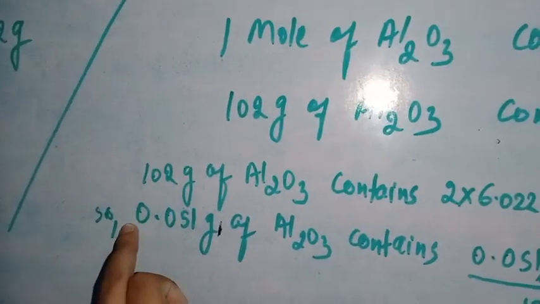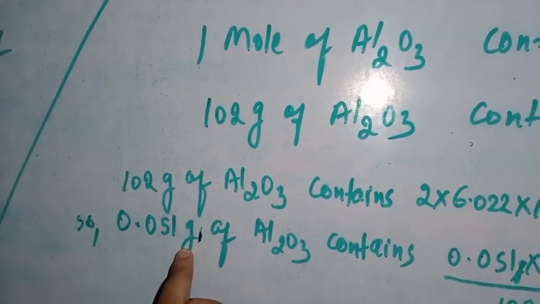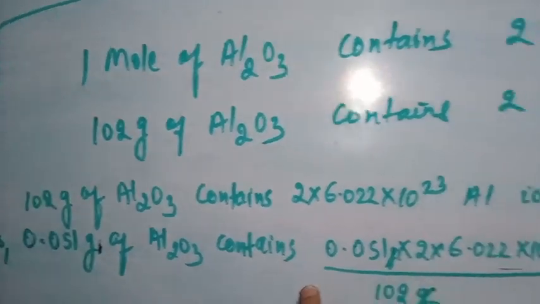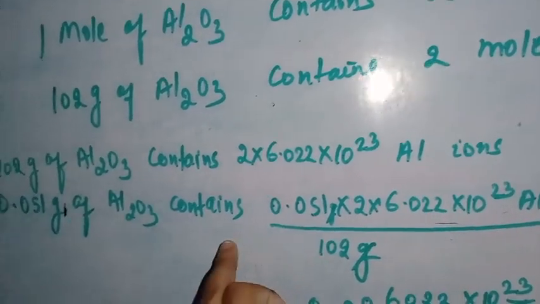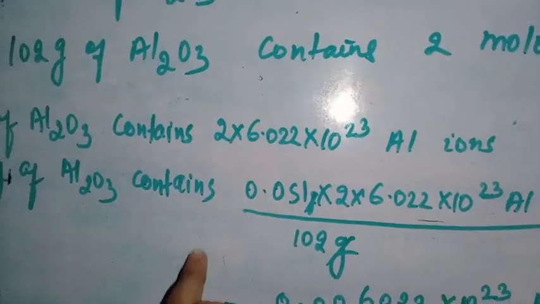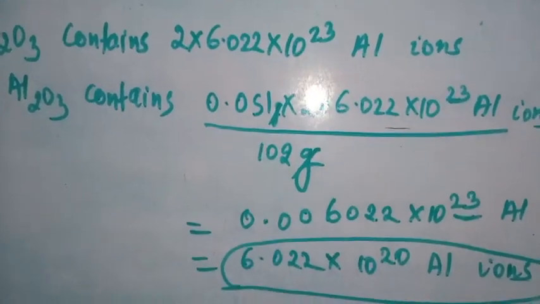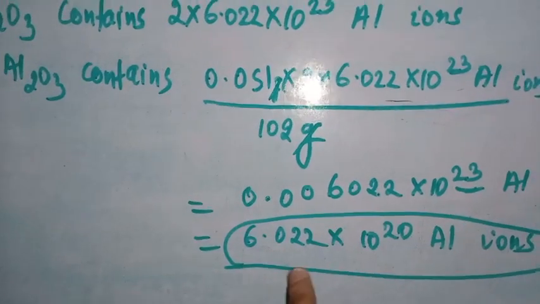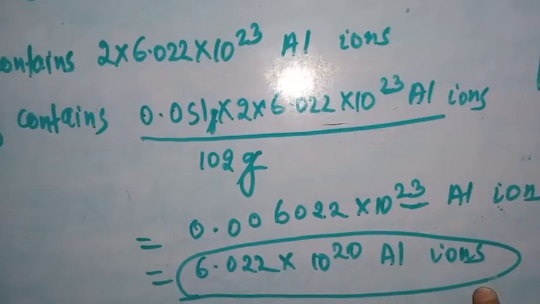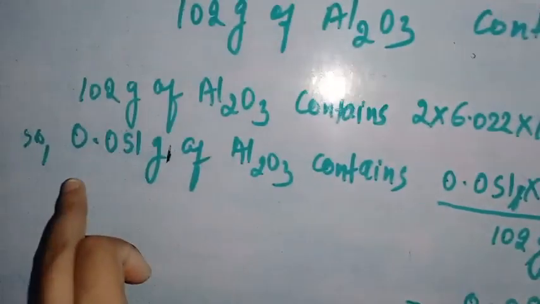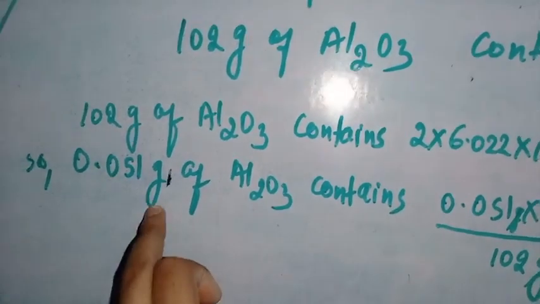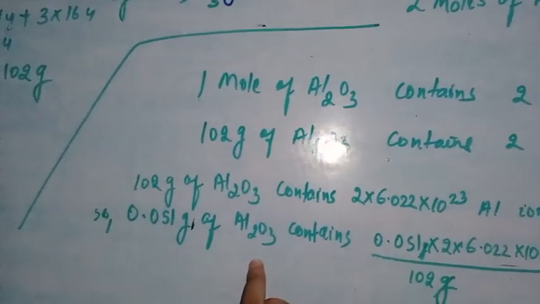So we will calculate how many aluminum ions are contained in 0.051 gram of aluminum oxide. We will apply the unitary method and after calculation we will get the value 6.022 into 10 to the power 20 aluminum ions, which are present in 0.051 gram of aluminum oxide.